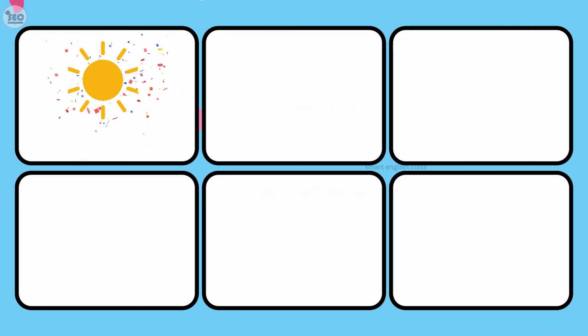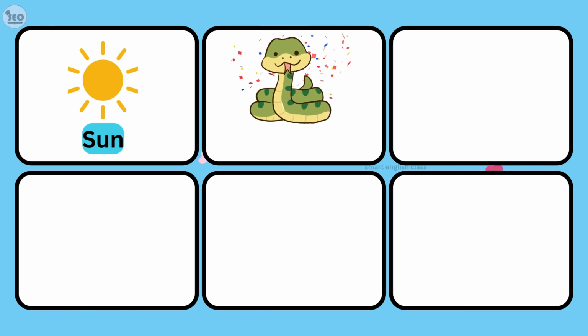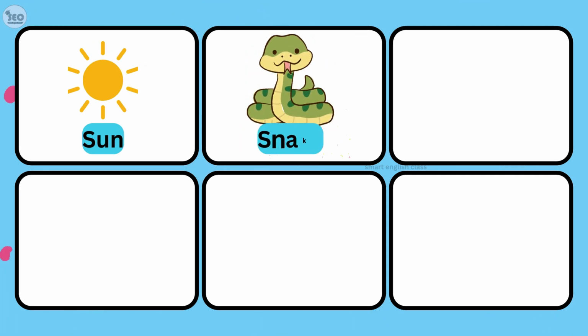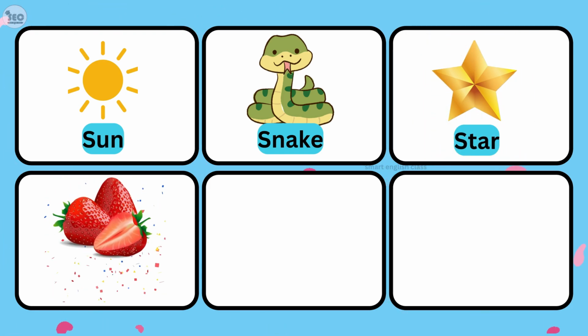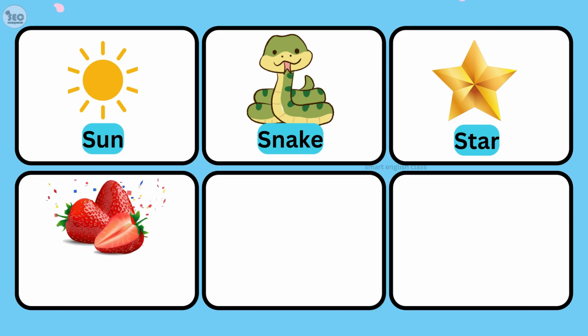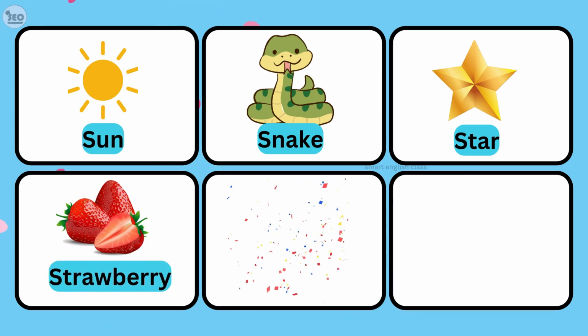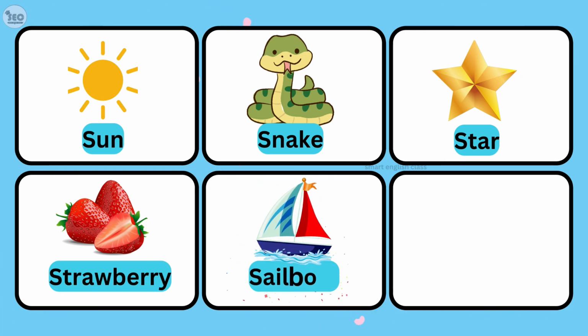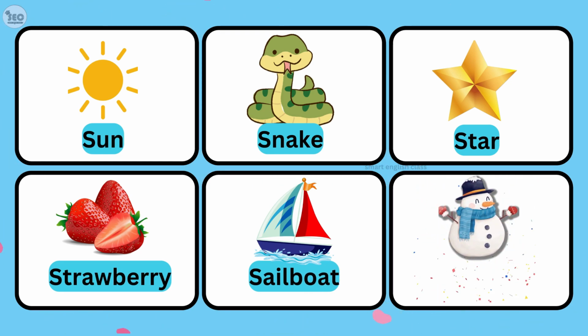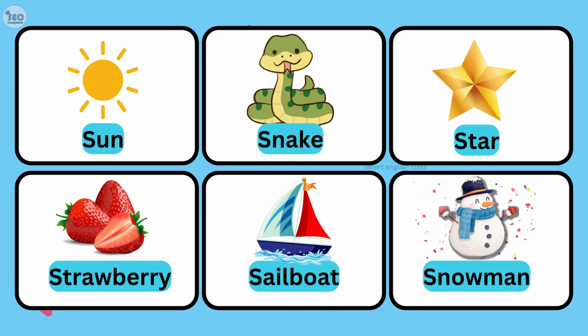S for sun. Sun. S for snake. Snake. S for star. Star. S for strawberry. Strawberry. S for sailboat. Sailboat. S for snowman. Snowman.